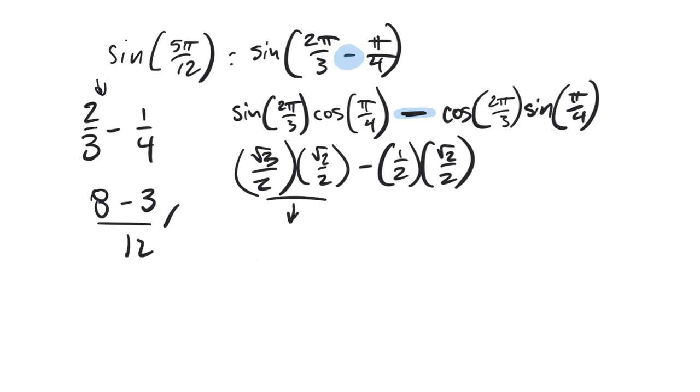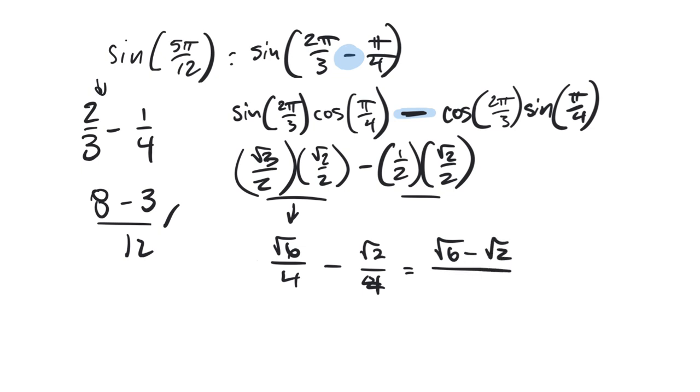Let's multiply these. I get radical 6 over 4. Multiply these. I get radical 2 over 4. Let's write them over as one fraction. I'm going to get radical 6 minus radical 2 all over 4. And we're done. I hope this was helpful for you. We'll do some more practice later.